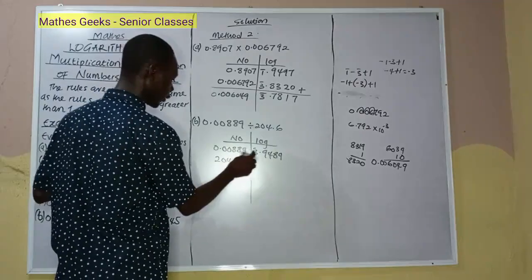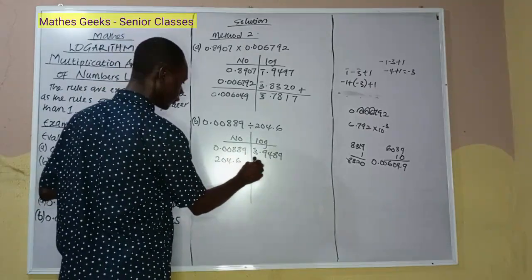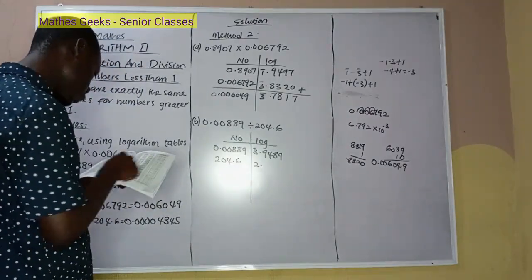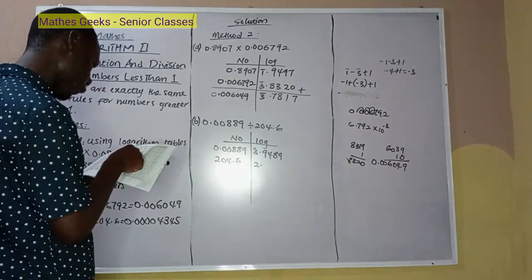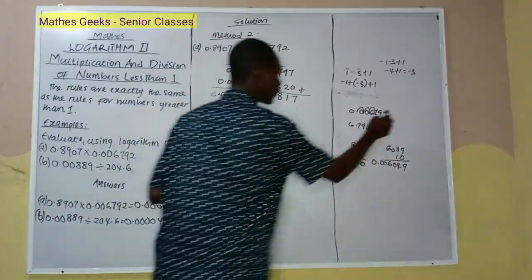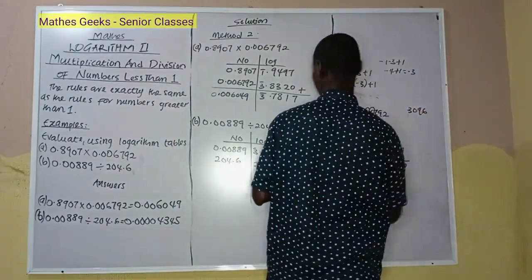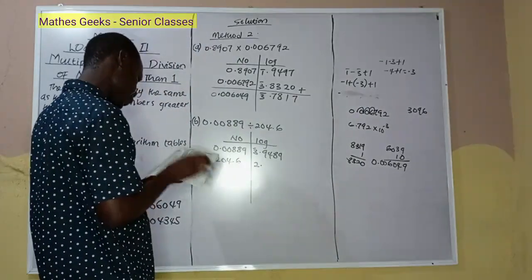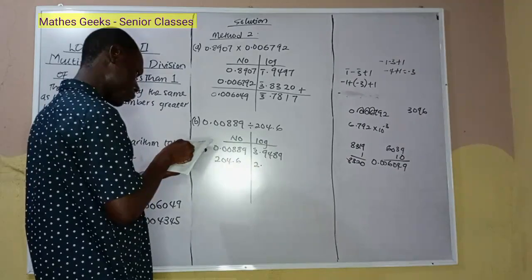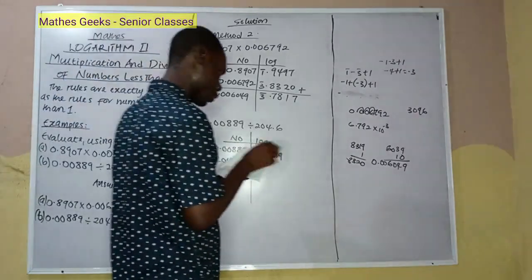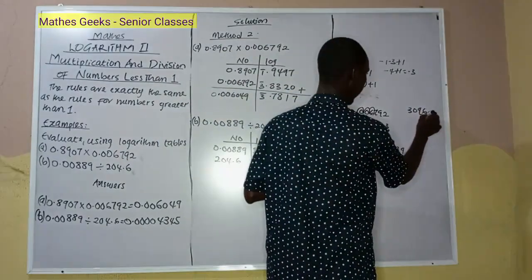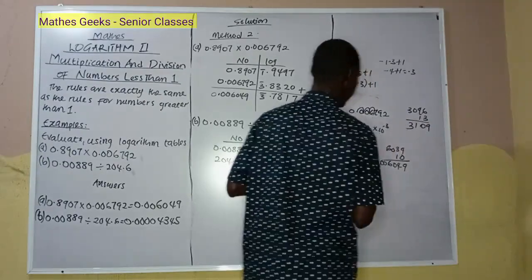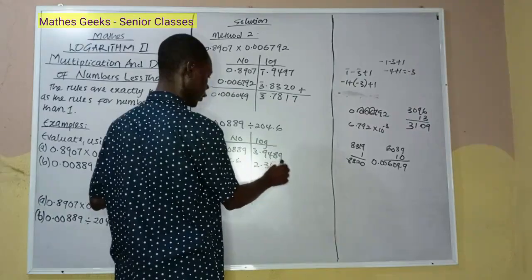Next, 204.6. The characteristic is 2. So 2 point, 20 under 4 is 3096. Difference 6 gives us 20 under 4, difference 6, which is 13. So that gives 3109.